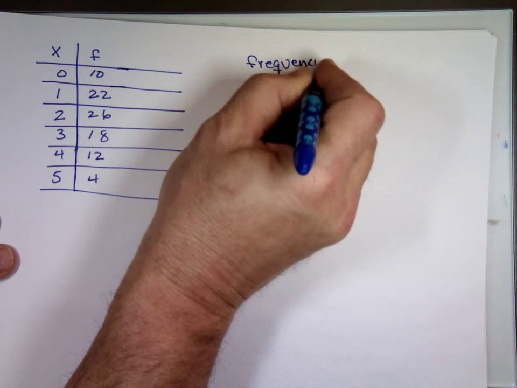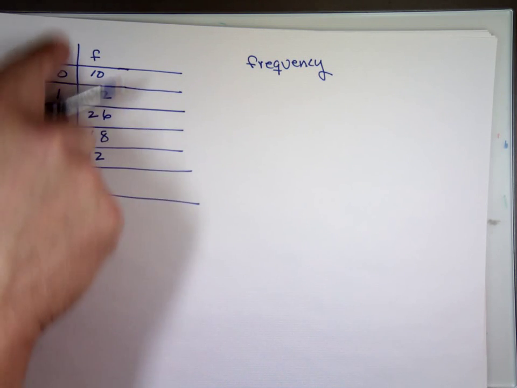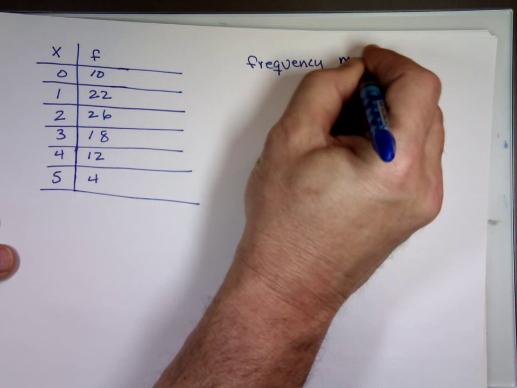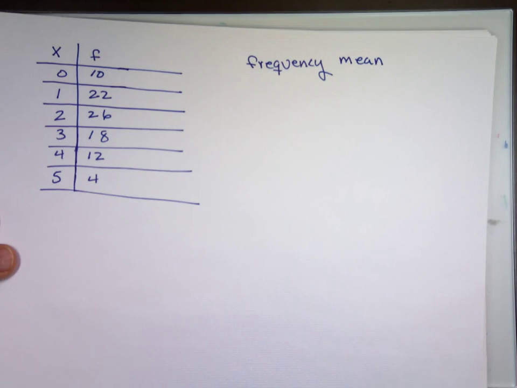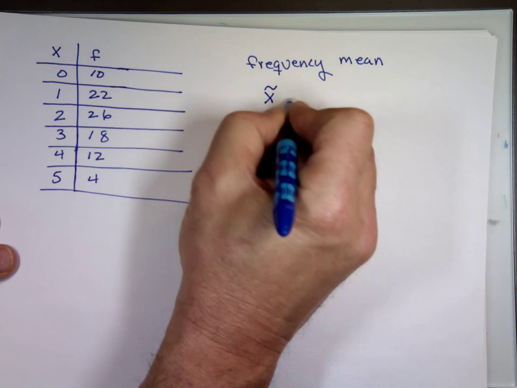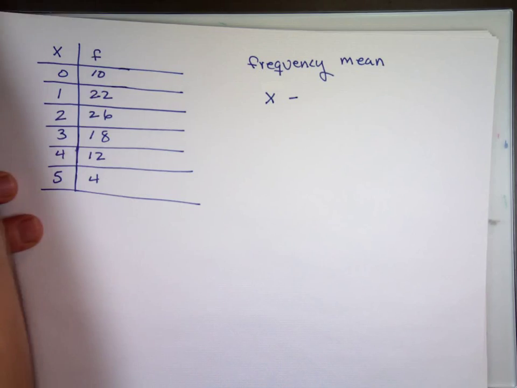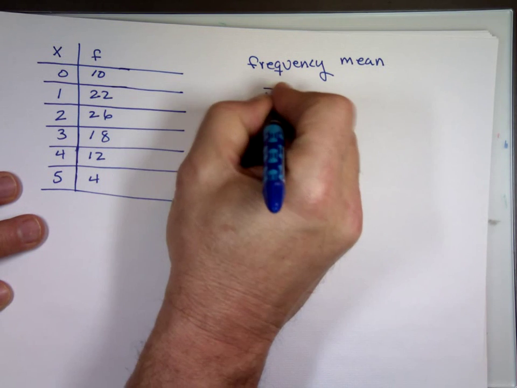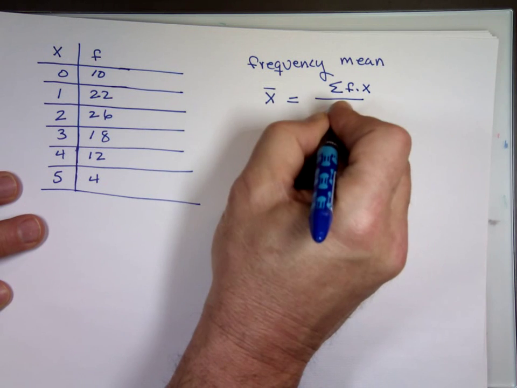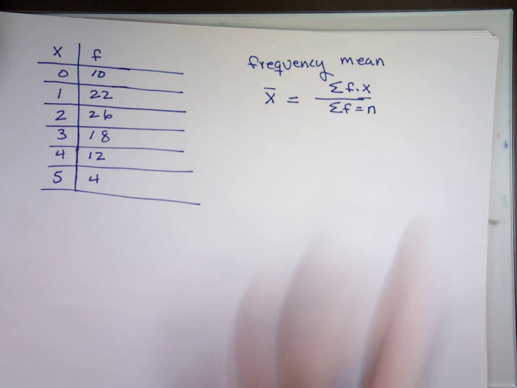Normally a frequency table has a range of values, but this actually has single values here. How do you find the mean when you have a frequency table? Assume it's a sample, I use x bar. Not tilde, that's a median. X bar is equal to the summation of f times x divided by the sum of f, which happens to be equal to n. When you add all the frequencies, that's really what n is.